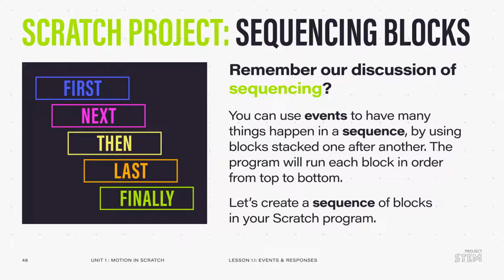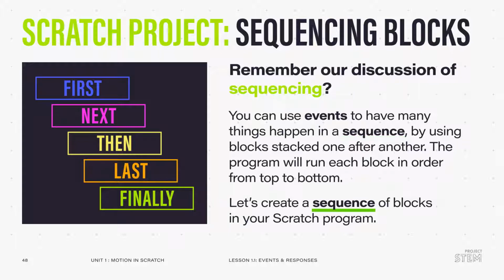Now we'll add some more code blocks to make your program even more interesting. Remember our discussion of sequencing? We can use events to not just have one thing happen, but to make many things happen in a sequence by using Scratch blocks stacked one after another. Remember, the computer will always run each block in your sequence in order from top to bottom.